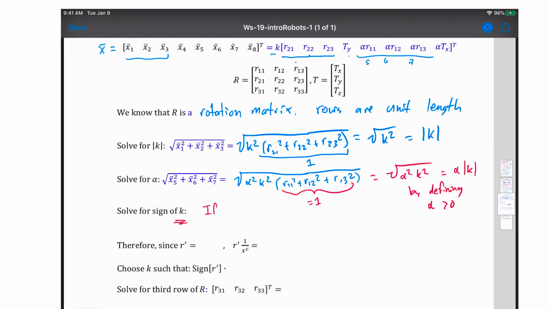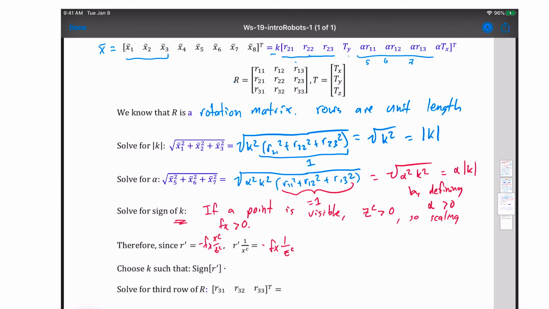And so what do we know about our image frames so we can figure out what this k value is? Well, if a point is visible, then we know that ZC is greater than 0. So the scaling factor fx is going to be greater than 0. Therefore, since we know that r prime is equal to negative fx of xc over zc, then we know that r prime of 1 over xc is equal to negative fx of 1 over zc.